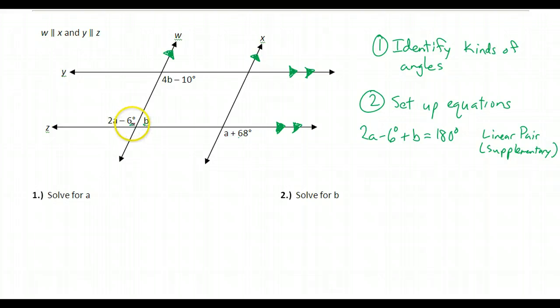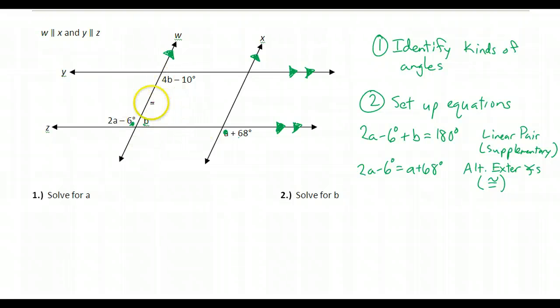I also know that this angle and this angle are alternate exterior angles. They have transversal Z and parallel lines W and X. And since W and X are parallel, my alternate exterior angles will be congruent. And since they're congruent, they're going to be equal to each other. 2a minus 6 has to equal a plus 68 degrees. And that's because they are alternate exterior angles, which means that they have to be congruent.